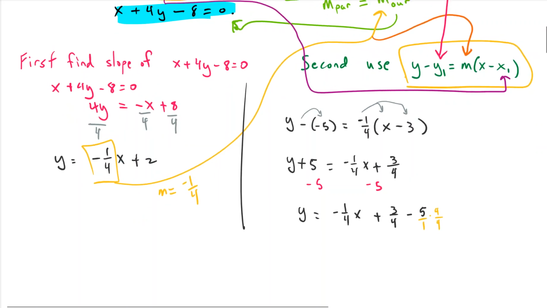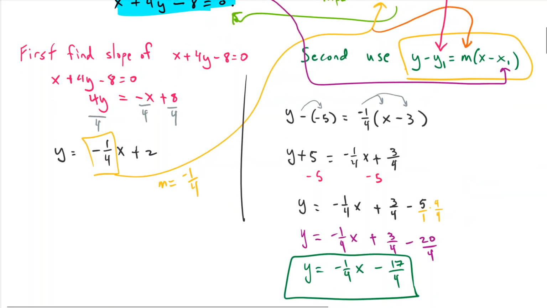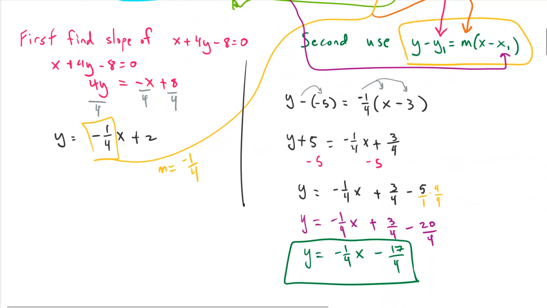So that gives us what? Let's do this in purple. y equals negative 1/4 x plus 3/4 minus 20/4. Awesome, and we're almost there. y equals negative 1/4 x, 3 minus 20 is negative 17, so minus 17/4. So that is the equation that is parallel.